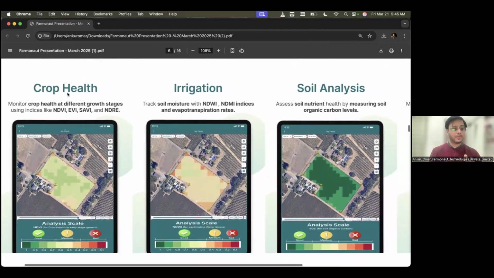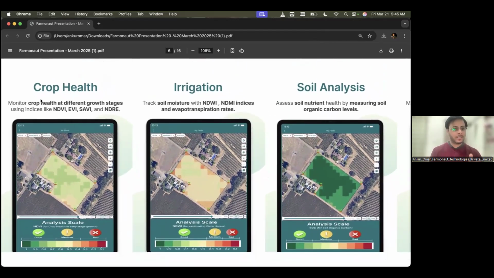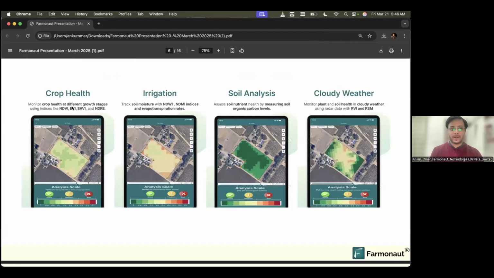So even though in the background it's all these scientific indices, 18 different satellite parameters that are used to derive the data, at the end of the day the farmers just want this information to be given to them in a simple way. They don't want to overcomplicate things. So that's what we do. I'll just get into that part.